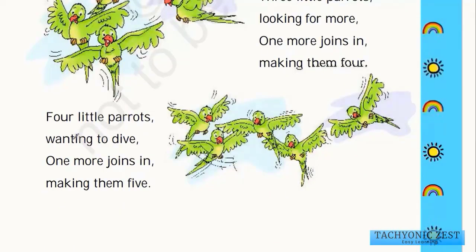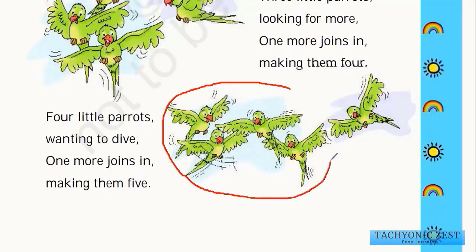4 little parrots wanting to dive, one more joins in, making them 5. So at first there were 4 parrots wanting to dive. One more joins in, making them 5. Now after some time one more parrot comes. So now the total number of parrots is 1, 2, 3, 4, 5.